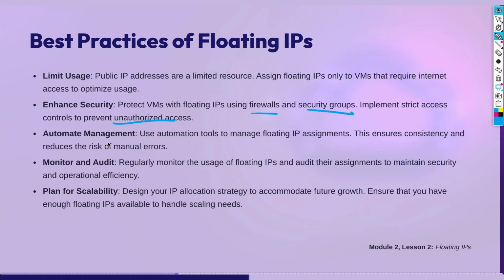Then you have automate management. So use automation tools to manage floating IP assignments. This ensures consistency and reduces the risk of manual user errors, right? Then you can monitor and audit. So you can regularly monitor the usage of floating IPs and audit their assignments to maintain security and operational efficiency. And finally, we have plan for scalability. So design your IP allocation strategy beforehand so that you can accommodate any kind of future growth. So you have to ensure that you have enough floating IPs available to handle your scaling needs, okay?